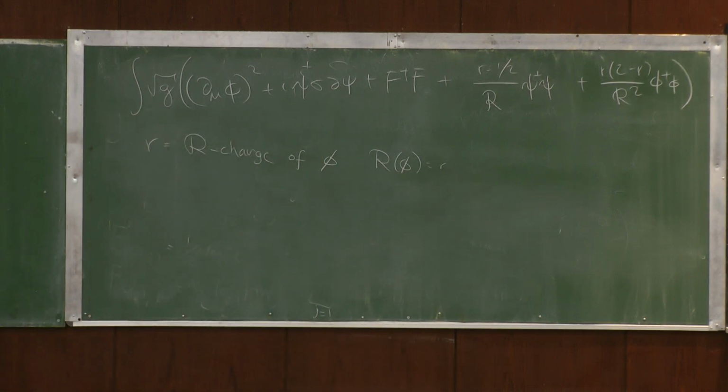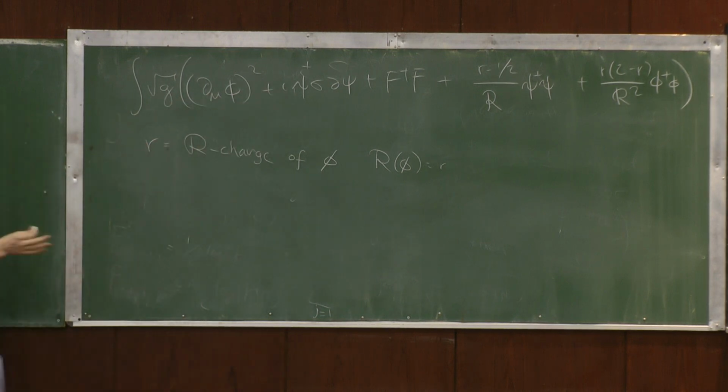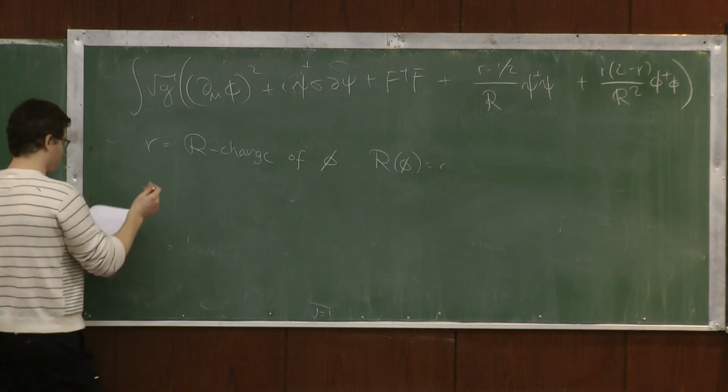It turns out that to put a theory in a curved 3-sphere, you have to make a choice of what is the r charge of the basic fields. This choice is necessary to put this theory in a sphere. And it further turns out that if your theory does not admit an r symmetry, there is no way to put it on the sphere. That's also somewhat surprising, but that's true.